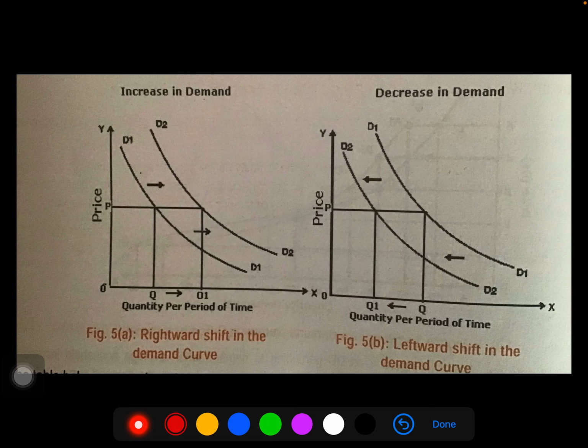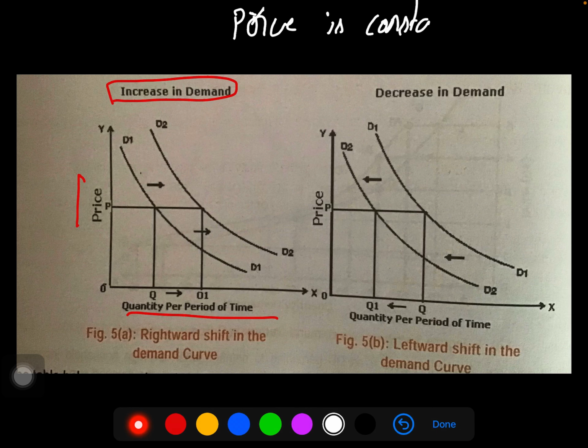So in this one, first we'll see an increase in the demand curve, and how exactly it is going to behave. So you have the x-axis, which is quantity per period of time. The y-axis always has price. Here you have to consider one thing: price is constant. Not only price, all the things are constant. Here we have taken only 2 variables.